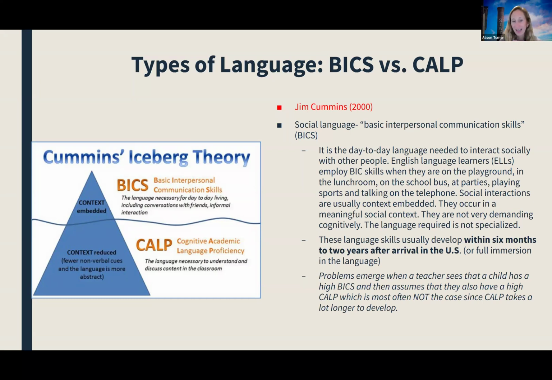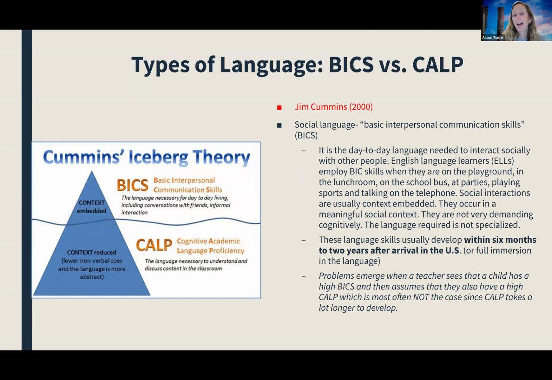Very informal interactions. CALP, as the name suggests with academic, is really the language that's used to be academically successful and to talk about content as you would think about content from other subjects. All right. The difference between BICS and CALP, you can see with the iceberg: on top, BICS is much smaller. CALP is a bigger base, okay? BICS can be developed by learners relatively quickly, right? As it says here on the slide, they usually develop these skills within 6 months to 2 years after arrival in the US or full immersion in the language, okay?